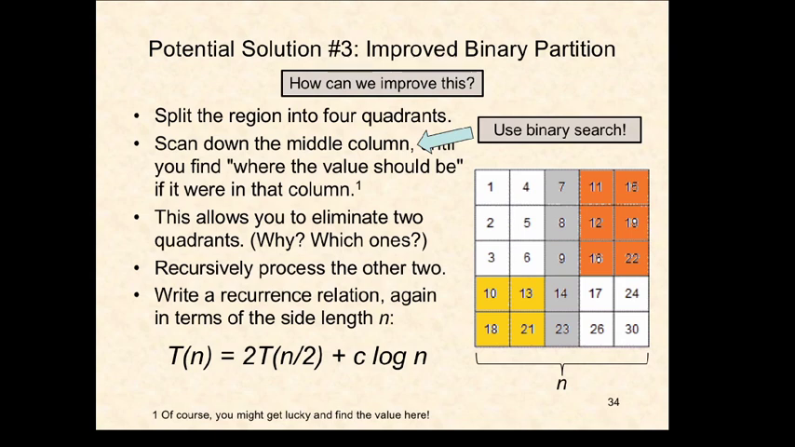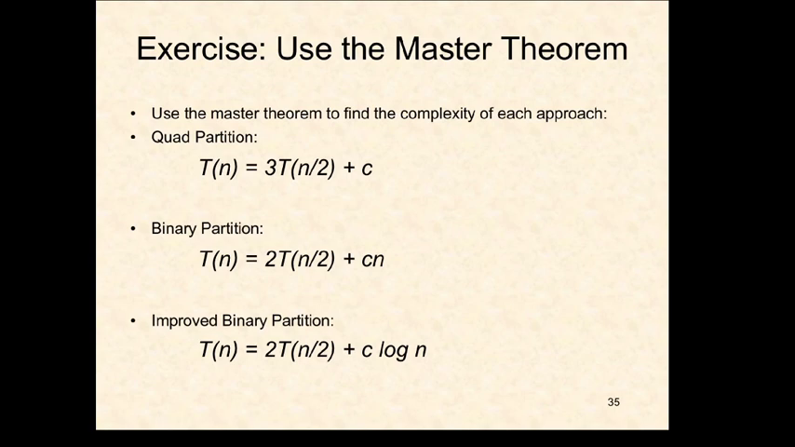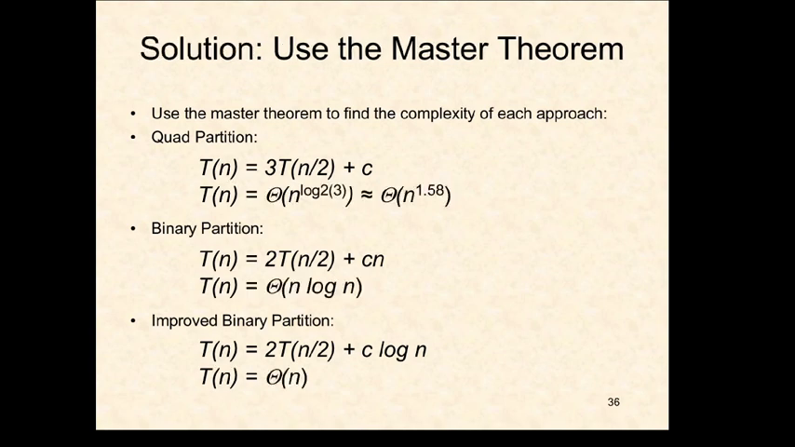Okay, so we could use a binary search in the middle column, and then we get a different equation. Now, here are the different equations. The first one we've already solved, binary partitioning. Master theorem can do it. The improved binary partitioning, that one is actually going to be a pain to solve. We had to do that one by hand.